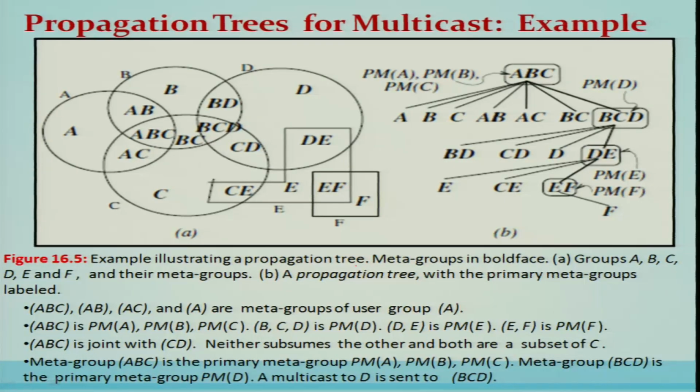In this example illustrating the propagation tree, meta groups are shown in bold faces. These are all meta groups. You can see that ABC is a primary meta group. The primary meta group will have groups AB, AC, A, then B, and then C, and then BC also, and BCD also. So this particular ABC will become the primary meta group and becomes the root of all those meta groups.